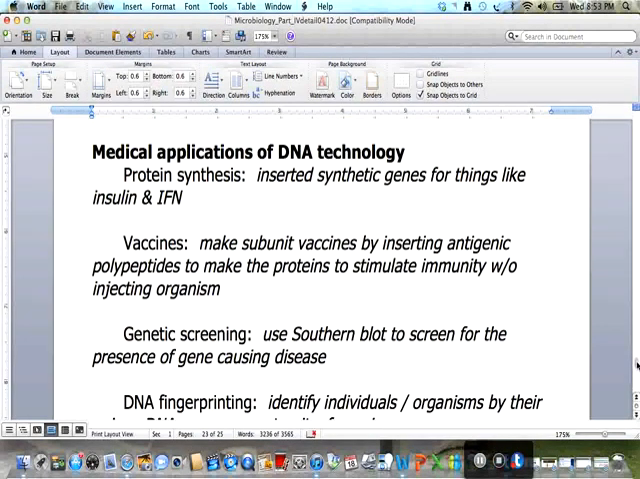DNA technology is also abundant in the medical field. Genes are inserted into microbes to synthesize proteins like insulin and interferon. Subunit vaccines are made by inserting antigenic polypeptides to make proteins to stimulate immunity without infecting the organism. The hepatitis B vaccine is an example. Southern blots may be used to screen for the presence of genes in genetic screening.